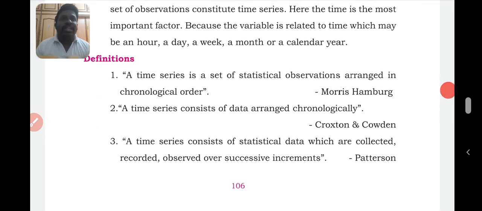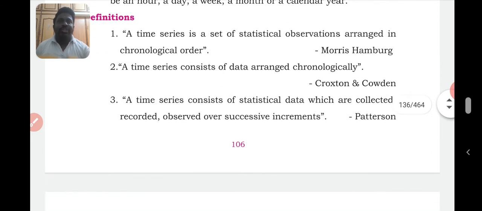Now we'll go to the definition of time series. A time series is a set of statistical observations arranged in chronological order. Croxton and Cowden say that a time series consists of data arranged chronologically. Wherever you write the meaning or the definition, you must use the word chronologically. So a time series is a systematic process of arranging the data in time period. With an example, take the production of a company: in the year, how many quantities, how many quintals, how many kgs, how many tons. If you arrange the production as per the year 2011, 2012, 2013, 2014, the definition is: a time series consists of data arranged chronologically.